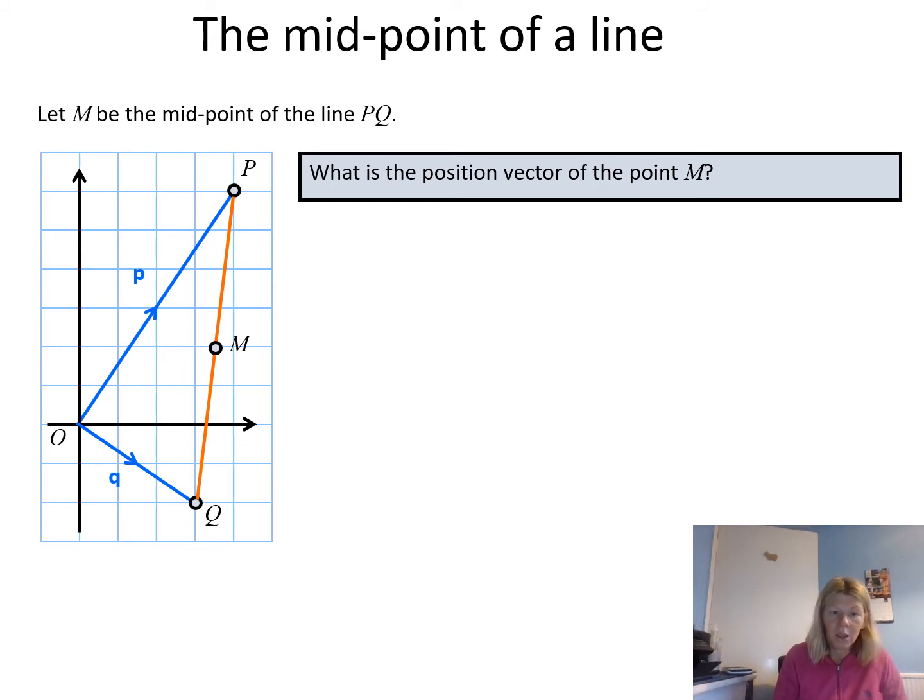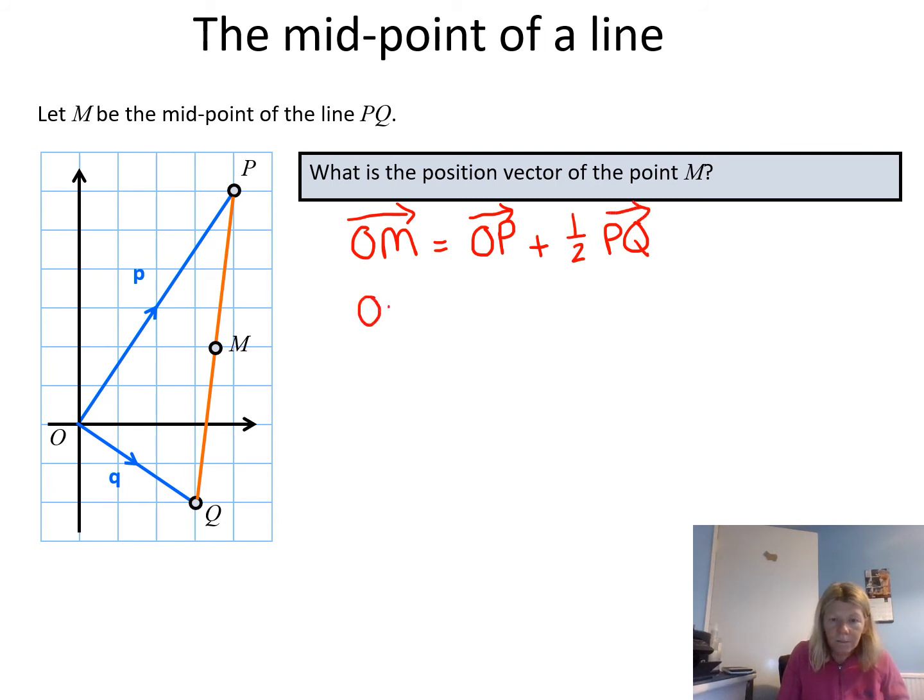We could use a formula, where to get from O, where we know, to get to M, we would go from O to P, and then go halfway along the vector P to Q. So O to M, if we put it in vector form first, we go O to P plus a half P to Q.